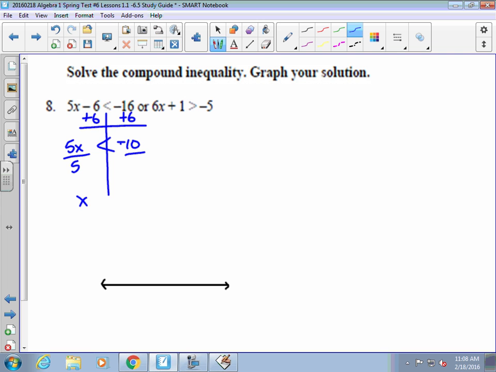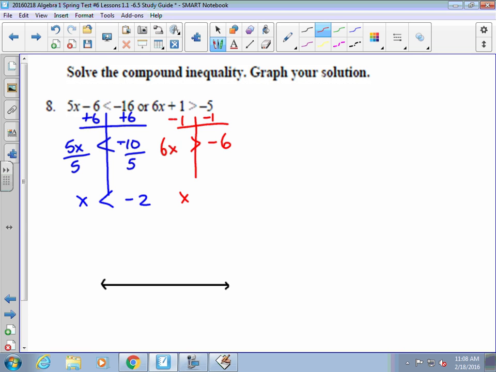Divide by 5 on both sides. X is negative 2. And then again, we divided by a positive 5. There's no reason to reverse the symbol, even though it comes out to be negative 2. Or the other one, we'll do the same thing to get x by itself. Subtract 1 here and here, and 6x is greater than negative 5 minus 1. Same signs, add them up and keep the common sign, negative 6.